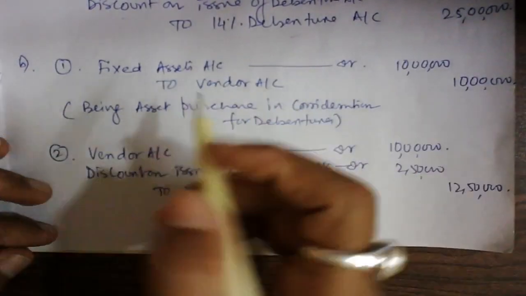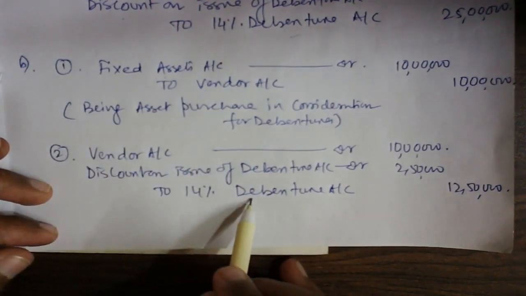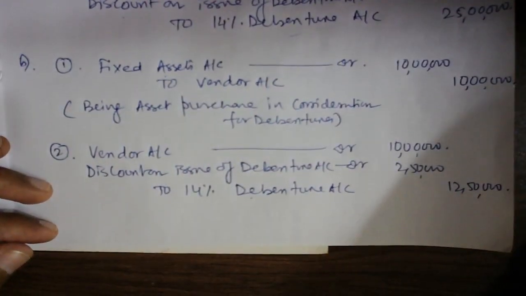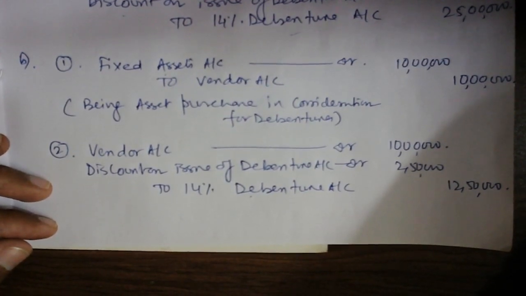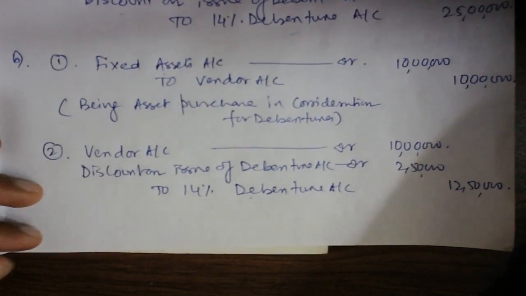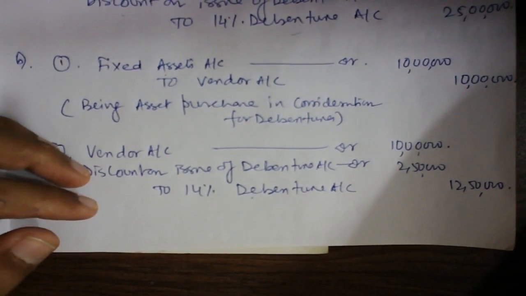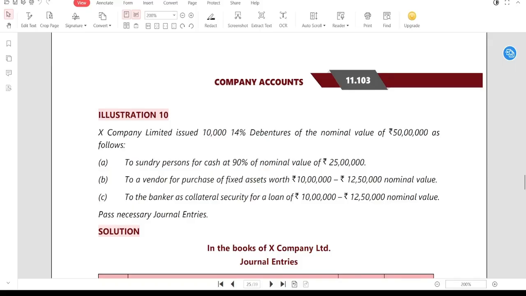Rather the difference between the asset price and the debenture issue will be shown under the discount. And if the debenture will be, let's say we are going to give more, okay, then it will be the premium, correct? So let's say asset का amount हो गया सर आपका 30 lakh and the debenture we issued them 12 lakh 50, so 50,000 is your premium, correct? Premium हो जाएगा extra. Let's see third one, to the banker as collateral security for a loan of 10 lakh, 12 lakh 50 nominal value, ठीक है?